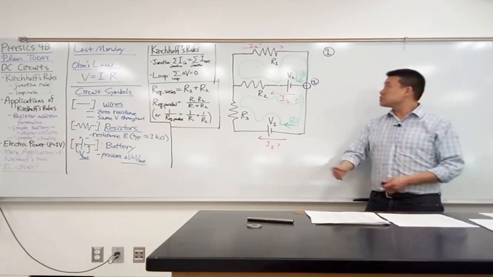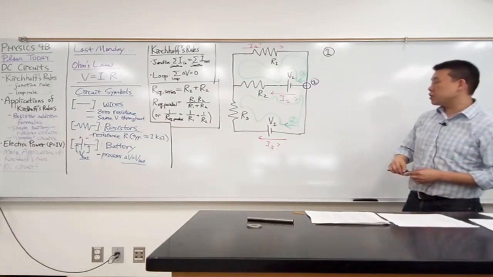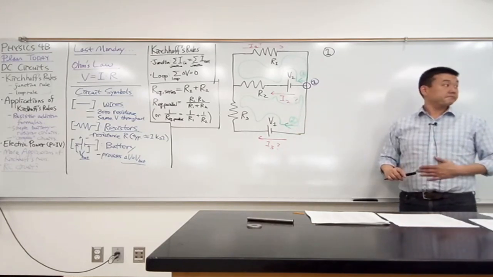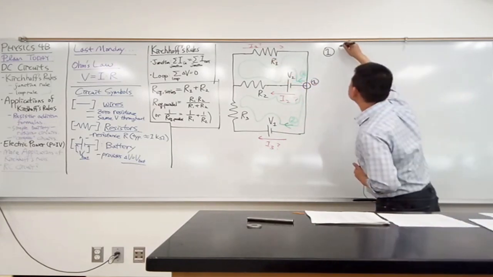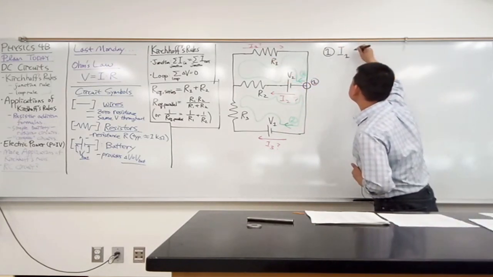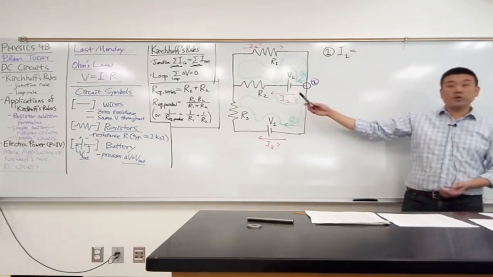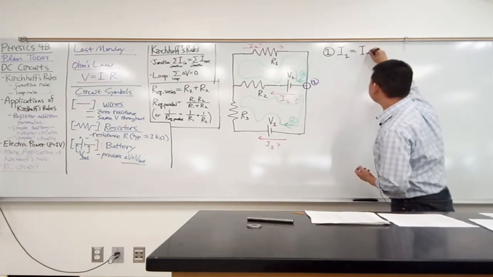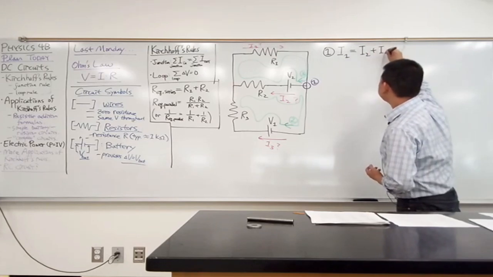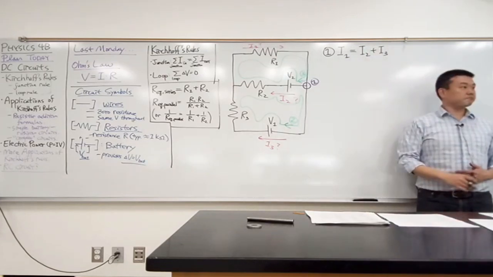And I'm going to just assume that this is the correct direction and do the rest of the problem that way. So for junction 1, what's my current coming in? Just the I1, right? Follow it, it comes into the junction. So I1 is equal to my 2 currents going out, I2 and I3. So I1 is equal to I2 plus I3. All right, that seems like a good start.